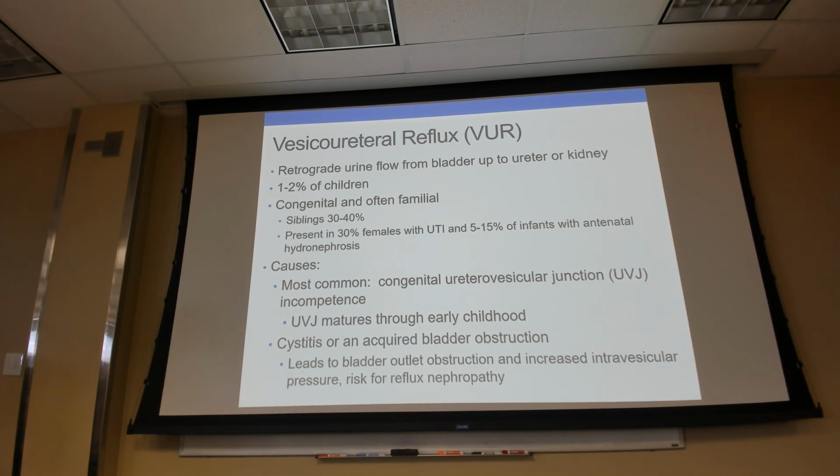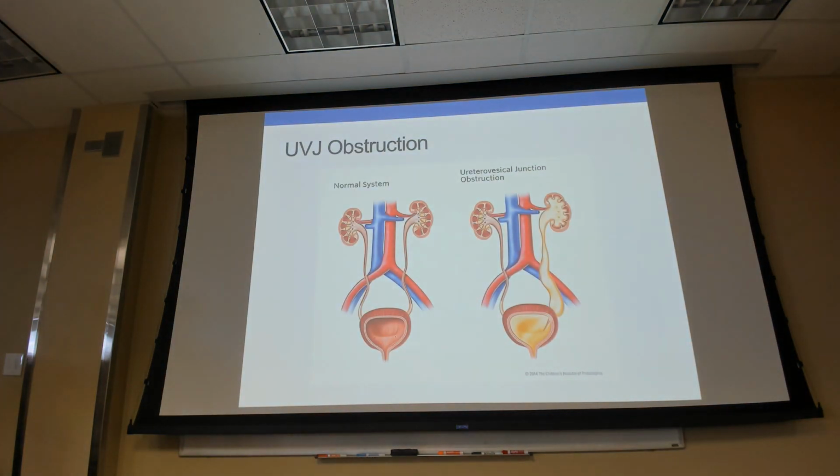And often all of that is because they have a UVJ obstruction. So that juncture between the two is really functionally just very immature. And over time and as they grow, that junction matures, and so it is able to handle that better. As a reminder of what that looks like, you might have one side that is normal, however the other side can have a problem. It can look different, you can have different grades of VUR on both sides.